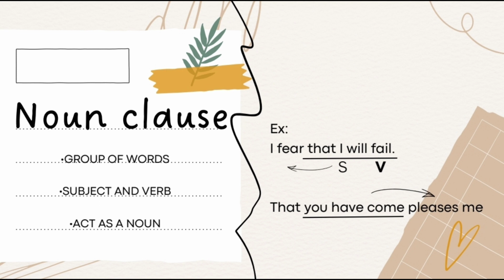So, let's look into one more example of it. That you have come pleases me. Here, that you have come is a noun clause, as it is acting as the subject of the verb pleases. So basically, this clause does the work of a noun.